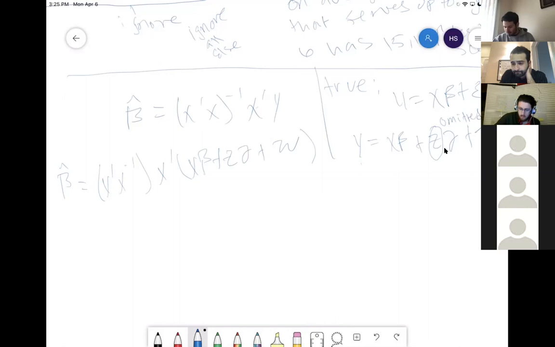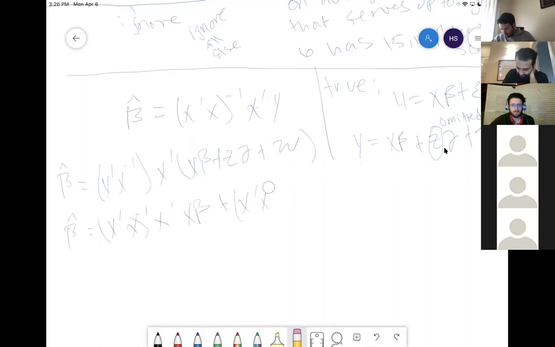That's the true y. If we distribute this term out, we're going to have beta hat equals (X prime X) inverse X prime multiplied by X beta, plus (X prime X) inverse X prime Z times gamma, plus (X prime X) inverse X prime omega. Right, just pass through this entire term, just distribute this out.